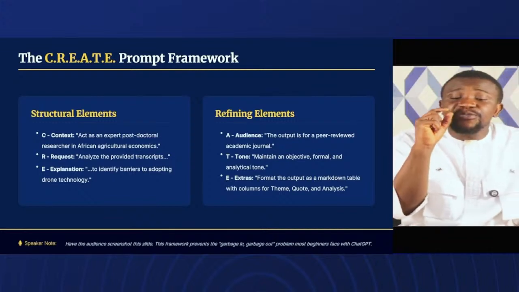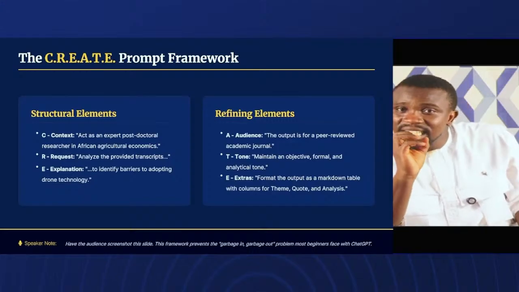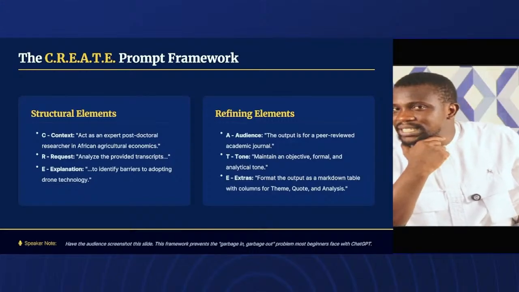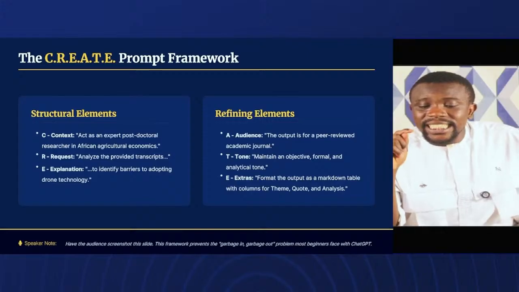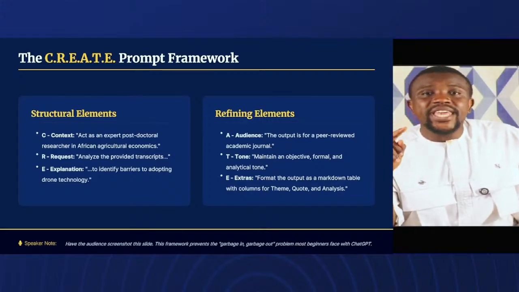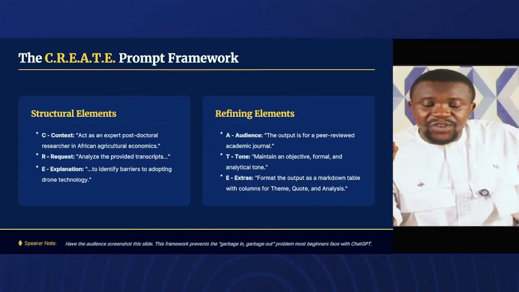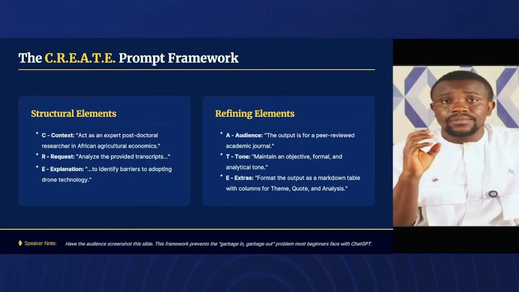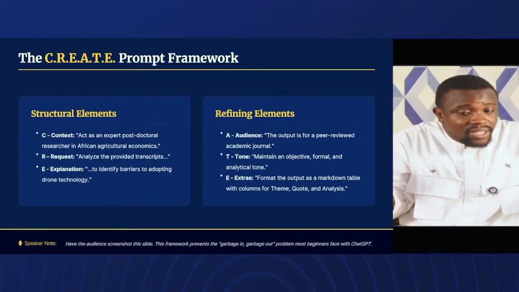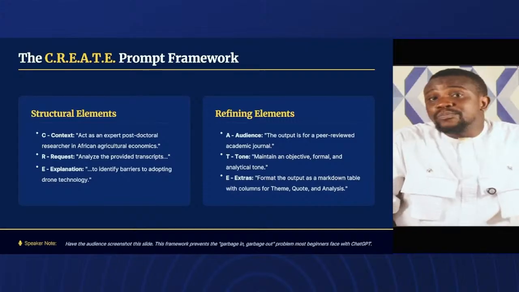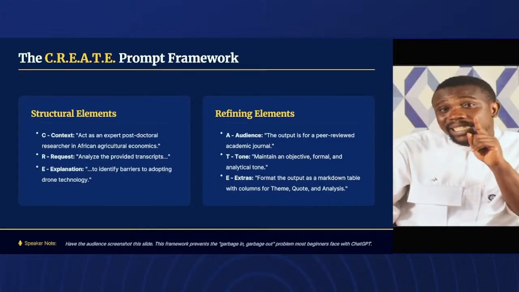Then we talk about context, we talk about request, we talk about explanation. Then the fourth one is audience. What specific audience are you looking at? The output is for a peer-reviewed academic journal. A, audience. And the penultimate one, that is our T.